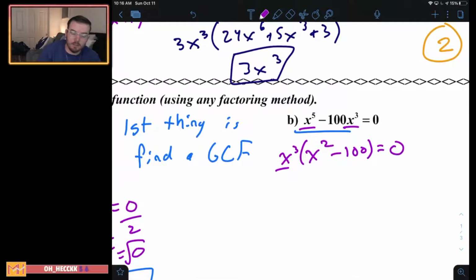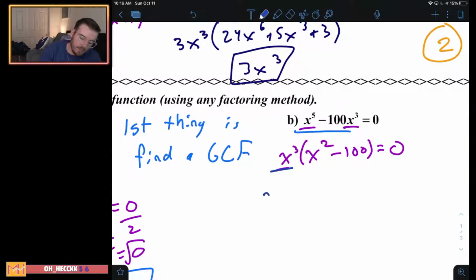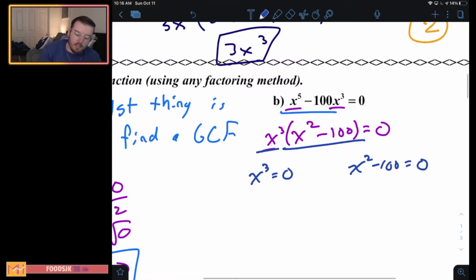Now, I can set these factors equal to 0. x cubed equals 0, and x squared minus 100 equals 0. How do I know that I can set them equal to 0, and how do I know I don't need to keep going? Well, part of it, I gotta be honest, is intuition. I just kind of know.